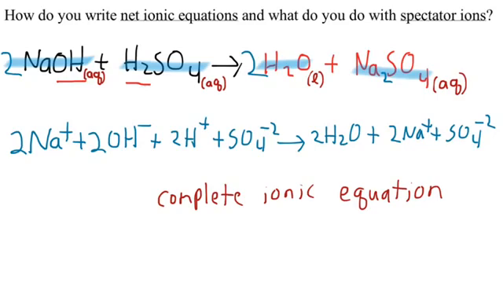If we show only the things that are changing and cross out the rest, that becomes the net ionic equation. So if we cross out sodium, a spectator ion because it's not changing at all, and if we cross out sulfate, another spectator ion because it's not changing at all, that becomes the net ionic equation. So here's my net ionic equation. 2 hydroxides and 2 H pluses form 2 waters.